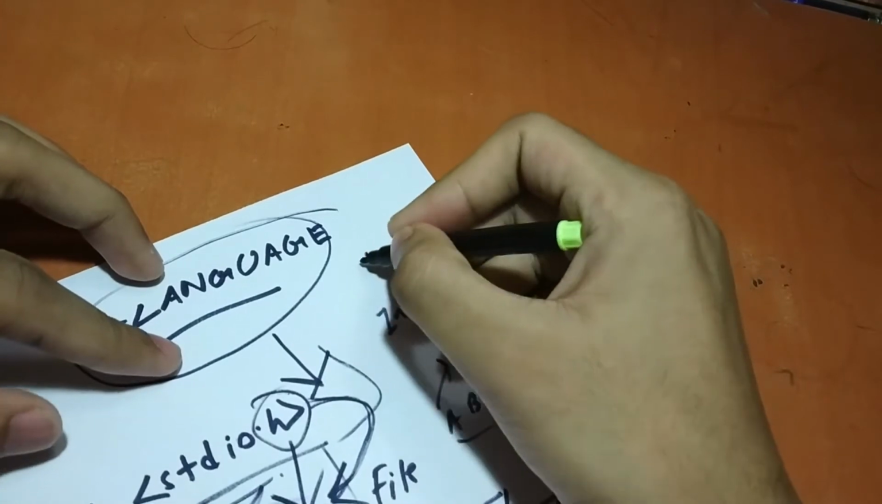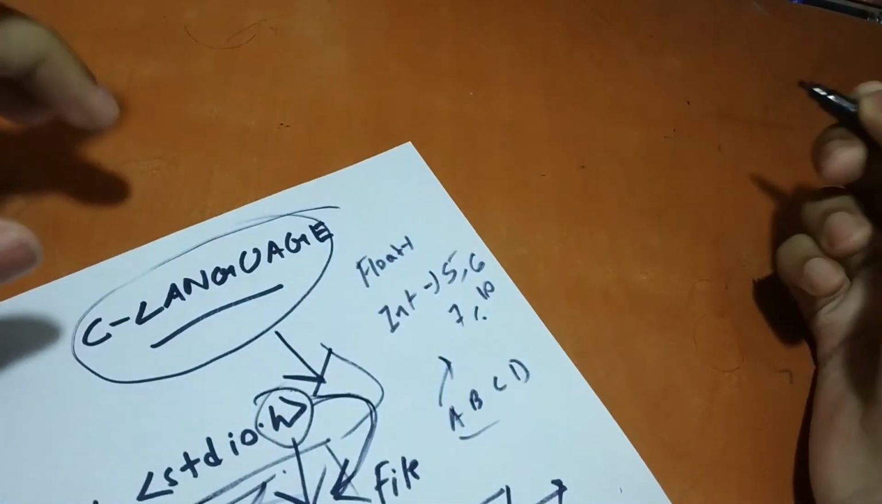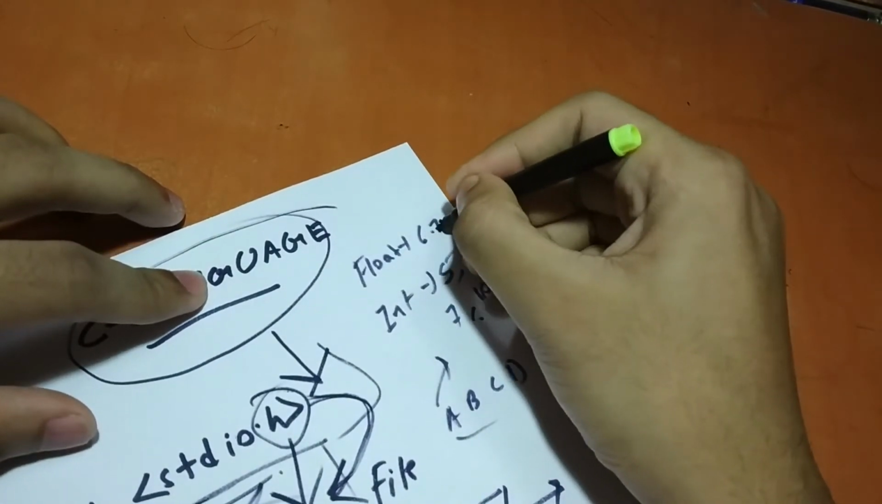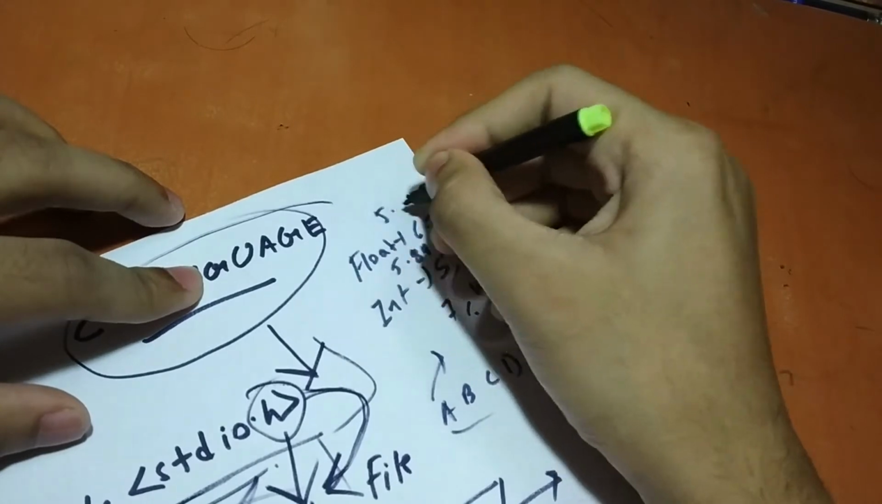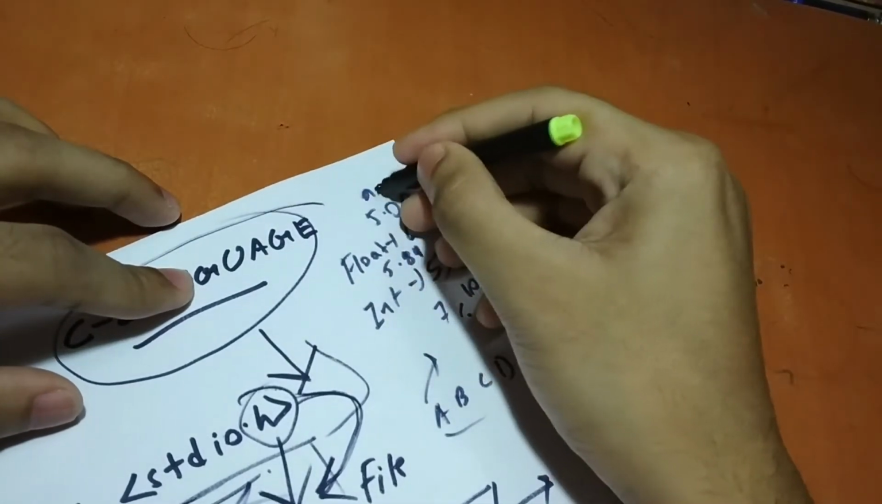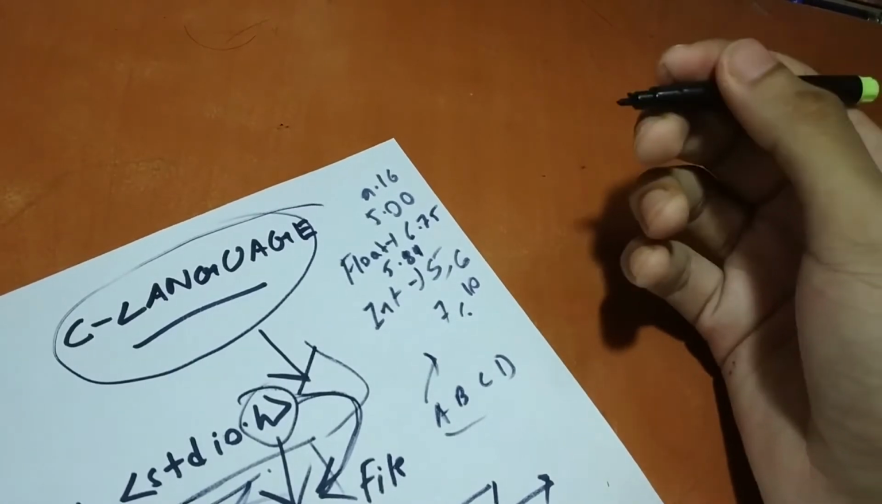Next data type that we're going to discuss is float. What is a float example? 6.75, 5.89, 5.00, 9.16. These are float variables.